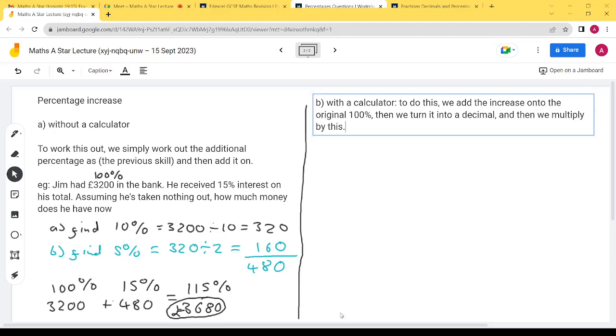So it's nothing too much more complicated from what we've already done on our first skill. Again, the important thing to remember is that you are adding your percentage onto the 100%, which is where you start.